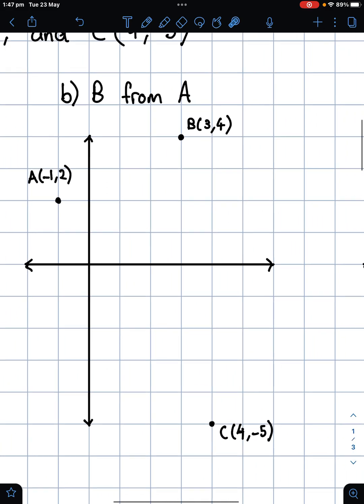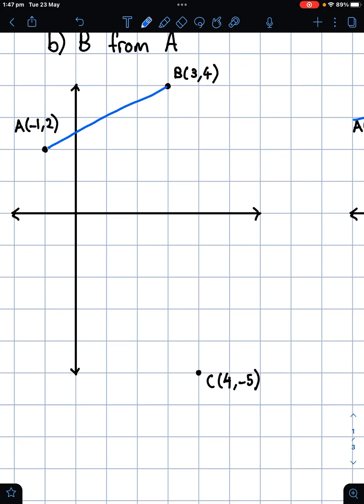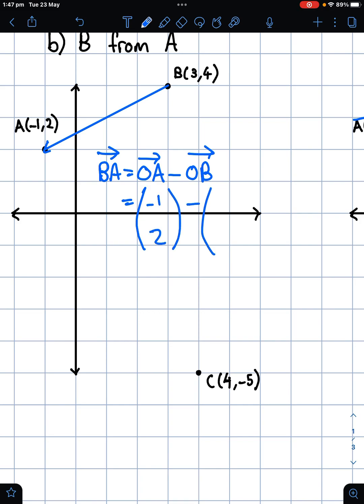All right, so if we're going to do B from A here, we're going to go this direction here. So this B from A is going to be O to A minus O to B, which will be OA is negative 1 and 2, minus O to B is 3 and 4. And so this means that this vector here, negative 1 plus 3, negative, why have I got negative 1? I've done these the wrong way around.